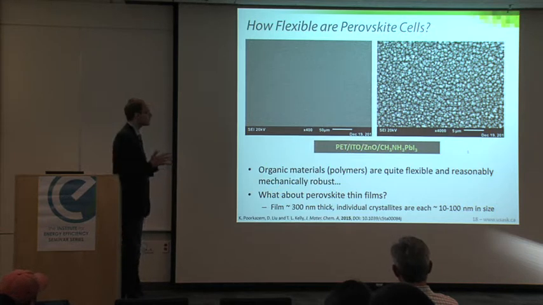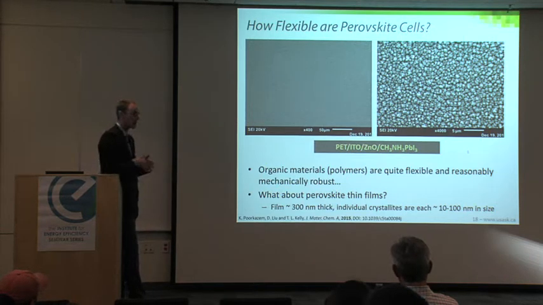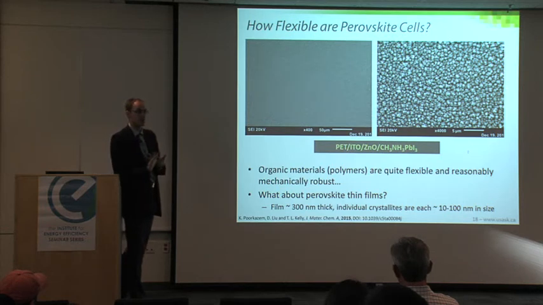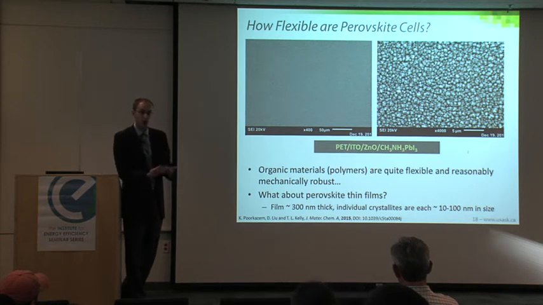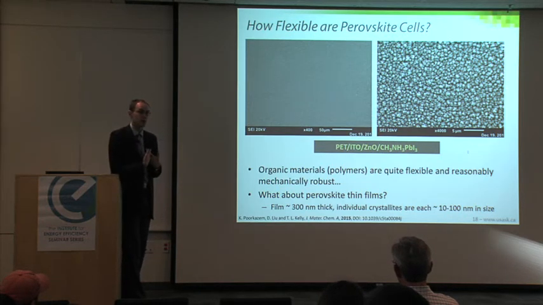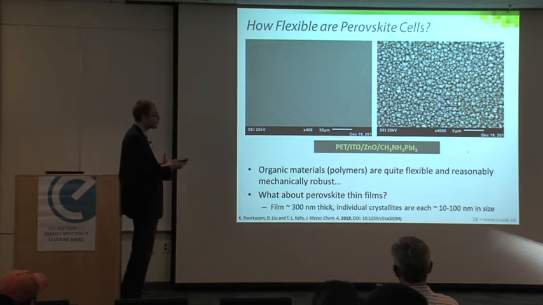And so there was an interesting question about how flexible these perovskite materials actually were. These are not polymers, which are potentially a little more mechanically robust. These are essentially inorganic crystals. And we're not really sure how flexible they're going to be. We're in a thin film, and that's working to our advantage. But it's not inherently obvious that these really should be very flexible cells.